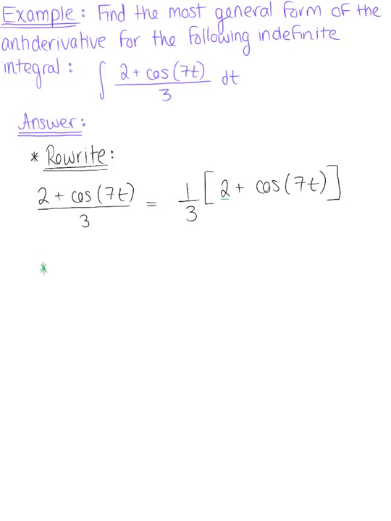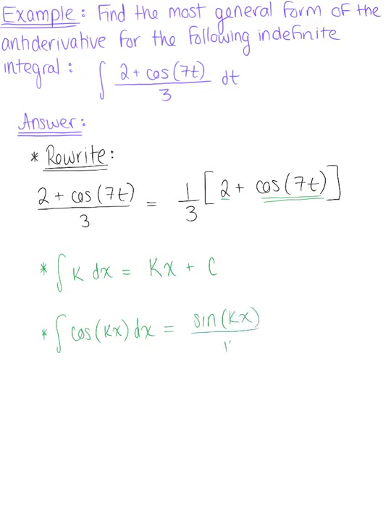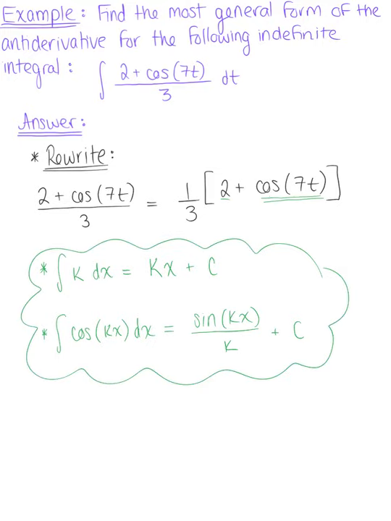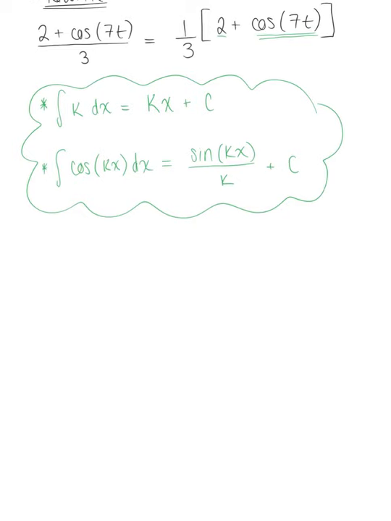So for this first portion, 2, this is just the constant rule. Remember that if you have the integral of a constant k dx or dt, this becomes kx plus c. And with the second term here, we have cosine. So we recall that the integral of cosine of kx dx integrates to sine of kx divided by k plus c. So these are the two rules that we'll need here. And giving ourselves more room, we're now ready to go ahead and antidifferentiate.